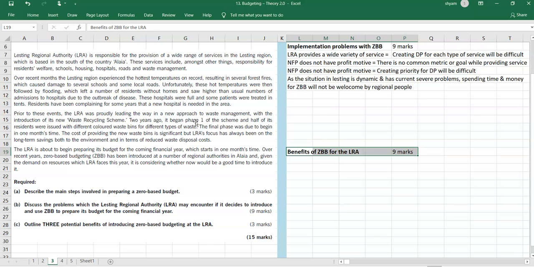2 years ago, it began phase 1 of the scheme, and half of its residents were issued with different colored waste bins for different types of waste. So they have brought in a waste management policy, and it's been for the last 2 years that they have introduced it. The final phase was due to begin in 1 month's time. The cost of providing the new waste bin is significant, but LRA's focus has always been on the long-term savings both to the environment and in terms of reduced waste disposal cost.